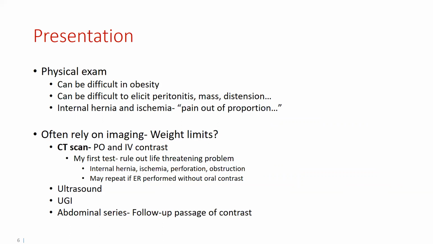It can be difficult to elicit masses. You may not even be able to tell if somebody's actually distended from an obstruction due to the size of their abdomen. The thickness of the abdominal wall makes it really hard sometimes to differentiate a rigid abdomen from a soft abdomen.